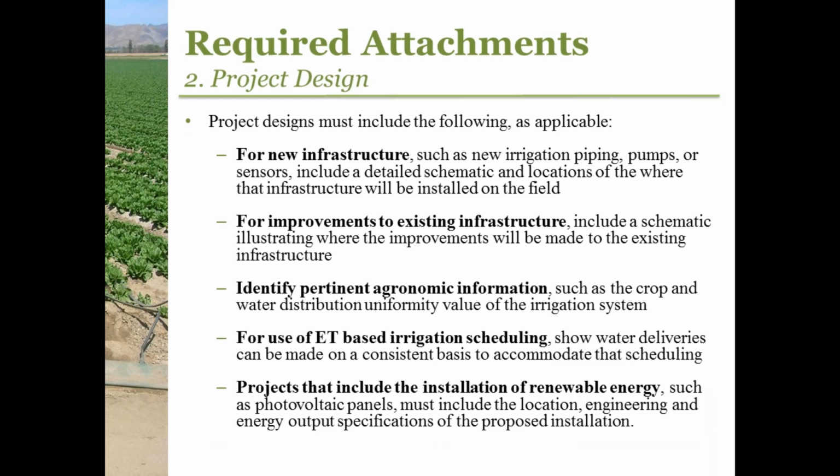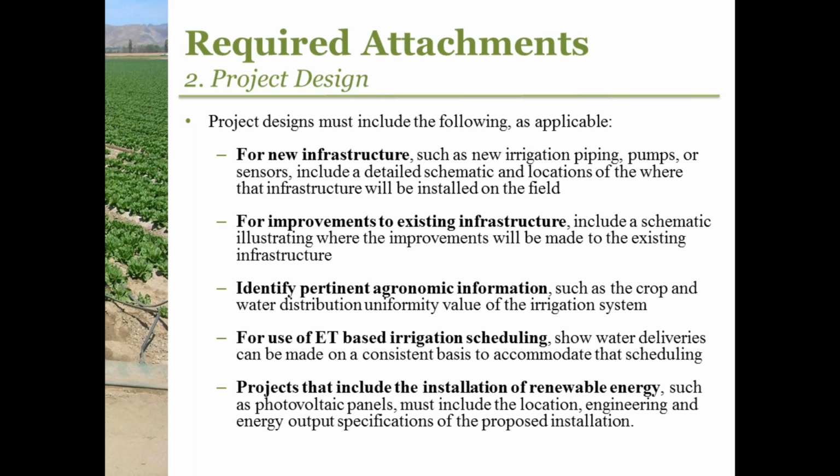So project design. Project design is a critical piece of information that needs to be submitted with the overall grant application in FAAST. So we're going to want to know any type of new infrastructure that's going to be going in, such as new irrigation piping, sensors, and a detailed schematic of locations of the infrastructure that's going to be installed in the field. Now, if you're going to be improving existing infrastructure, retrofitting a pump, for example, we're going to want to know where that pump is on a project design.